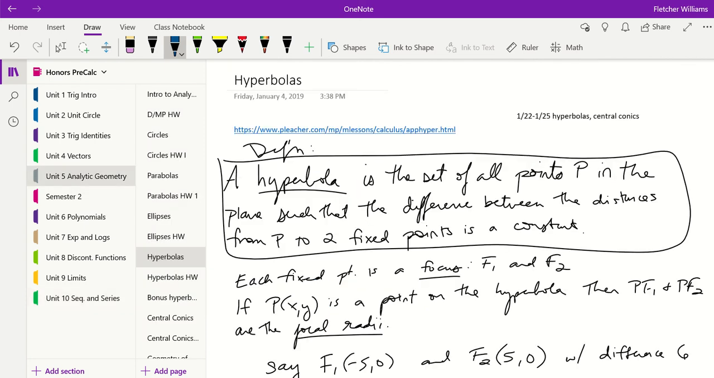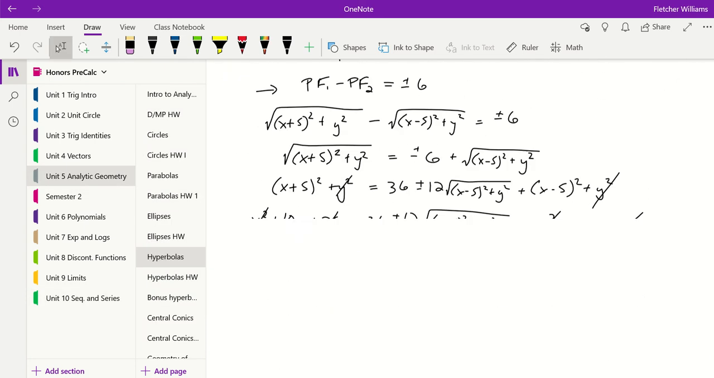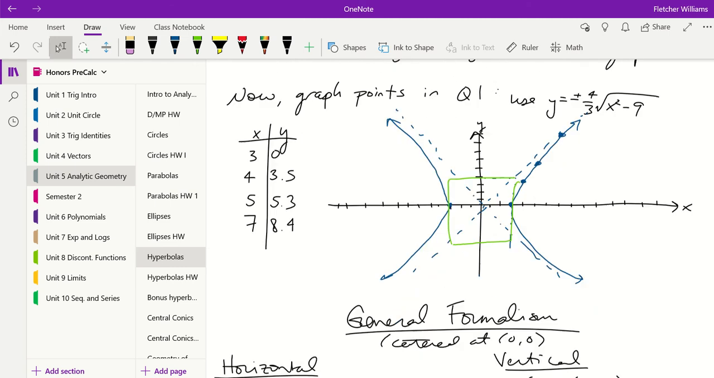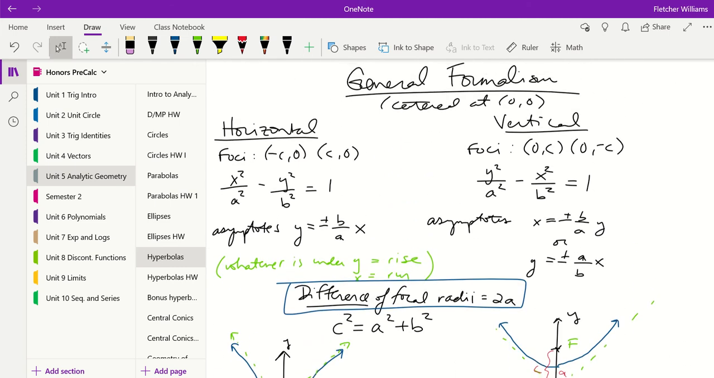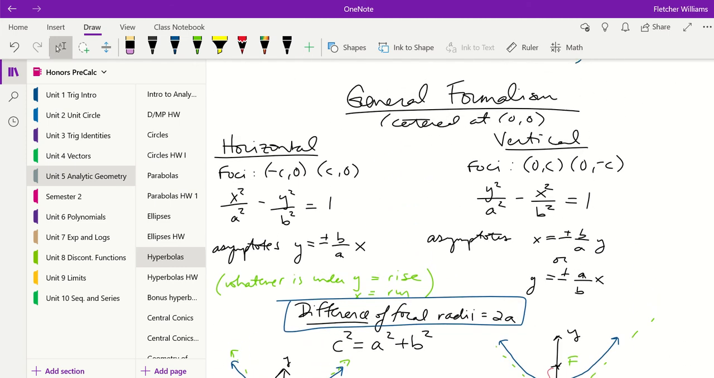And maybe I should pull these notes back up for a second, to save us a little bit of time. Right, so if we're centered at the origin, for a horizontal, we call the focal distance C. The distance to the focus is C. And you see that if it's horizontally oriented, the A goes under the X. If it's vertically oriented, the A goes under the Y.